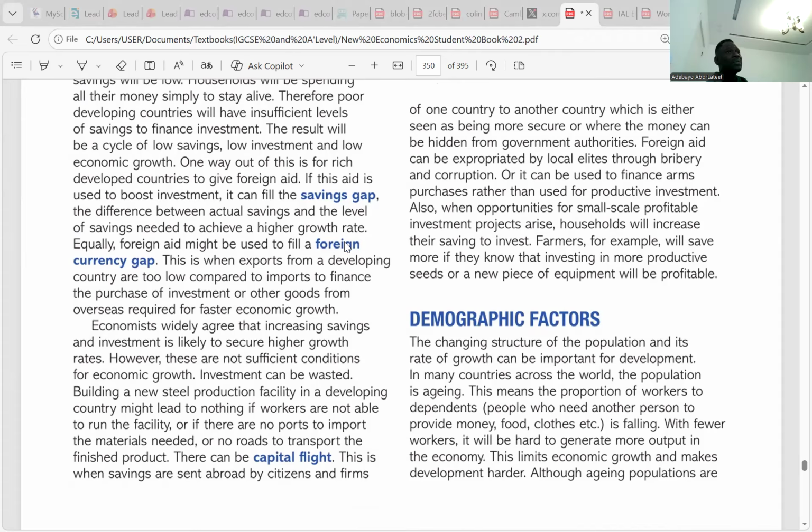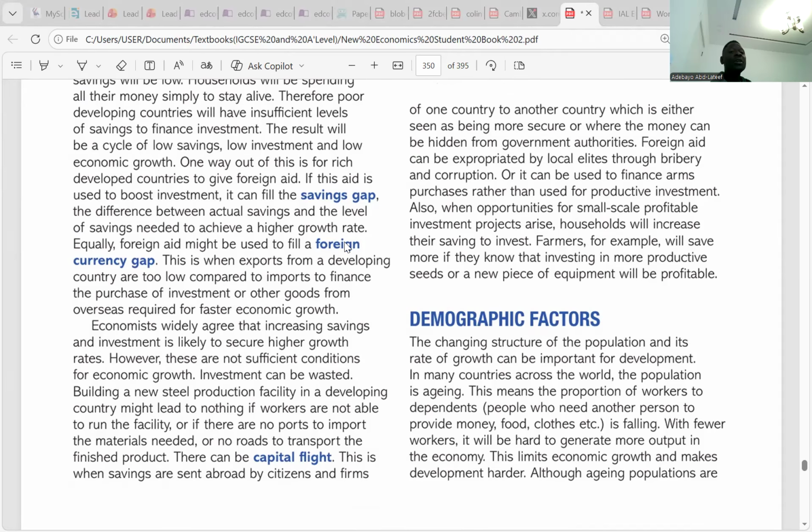So a lot of capital flight means a lot of money is leaving your shore. And if a lot of money is leaving your shore, it simply means you won't be able to grow or develop because you need money to grow. When there is not enough revenue to finance investments, and investment leads to growth, without it there won't be development. So that's about capital flight. I think capital flight is clear. And the last thing here they said, also when opportunities for small-scale profitable investment projects arise, households will increase their savings to invest.